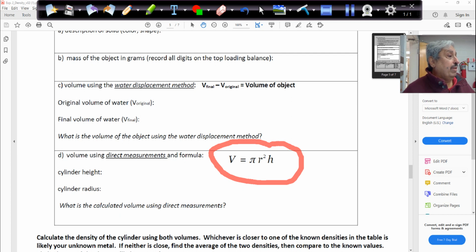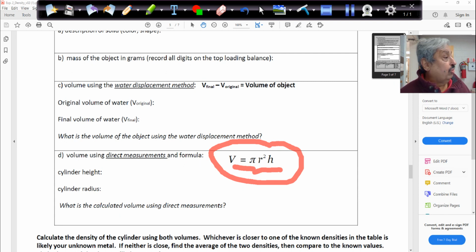Since I know the mass of this cylinder, I have to weigh it first. In both methods, whether displacement or dimension, I know the mass of it. I will measure the dimension of the whole thing here, which is the diameter, divided by 2 to give me the radius. I have to square the radius.